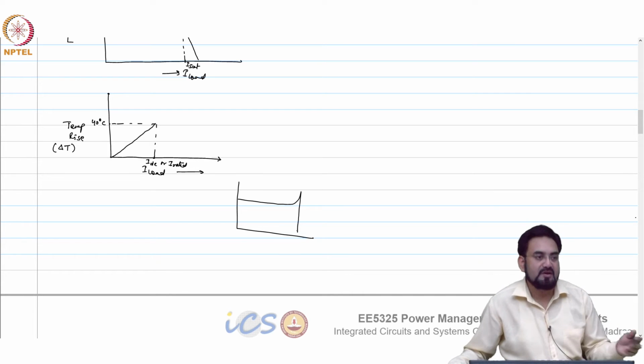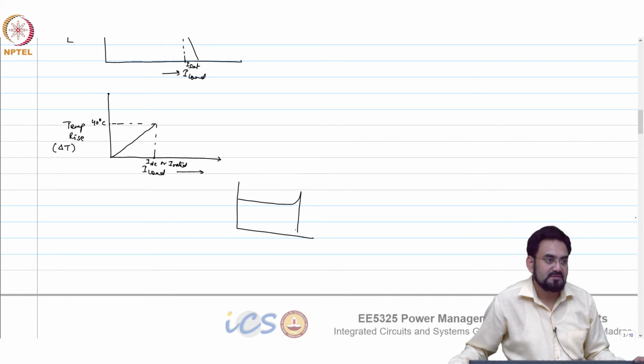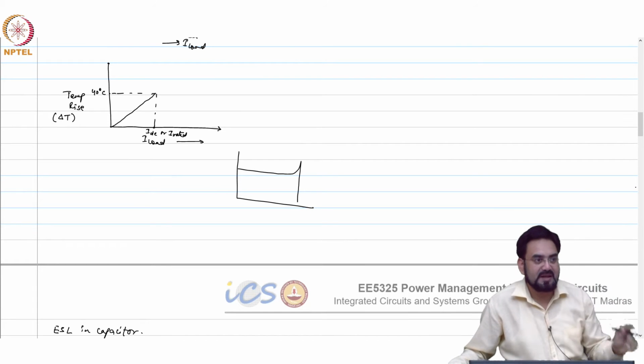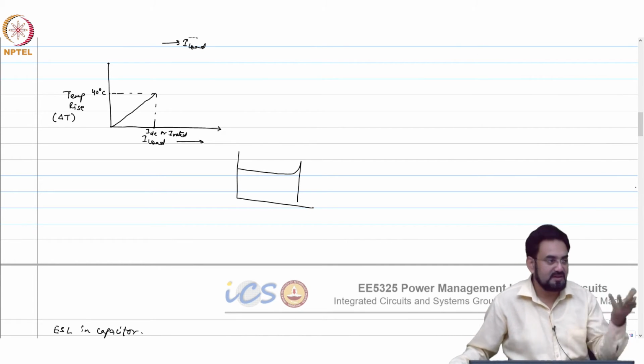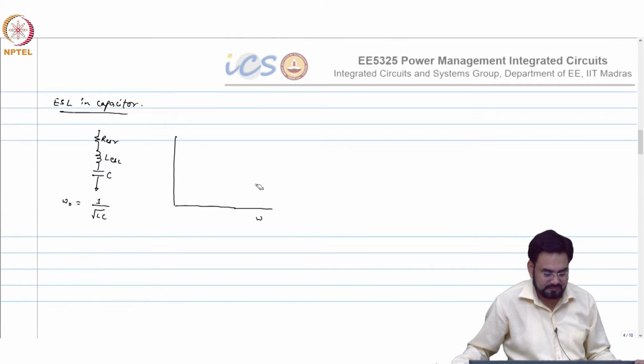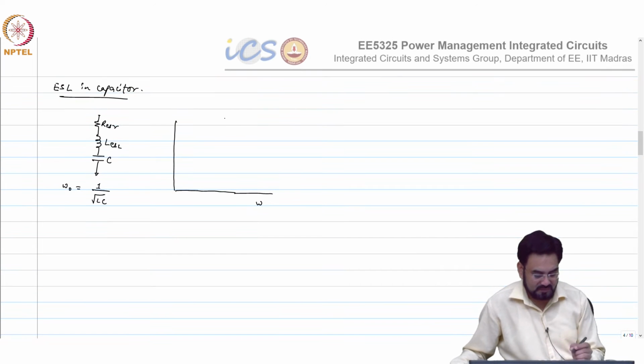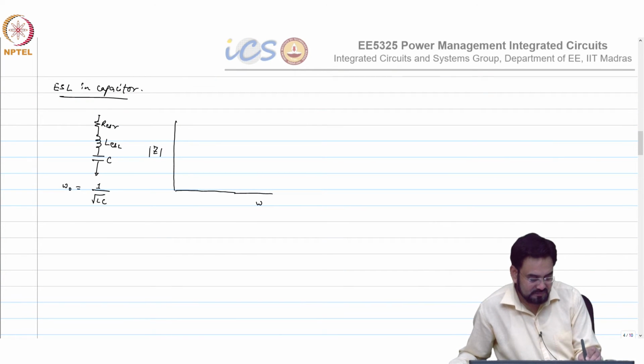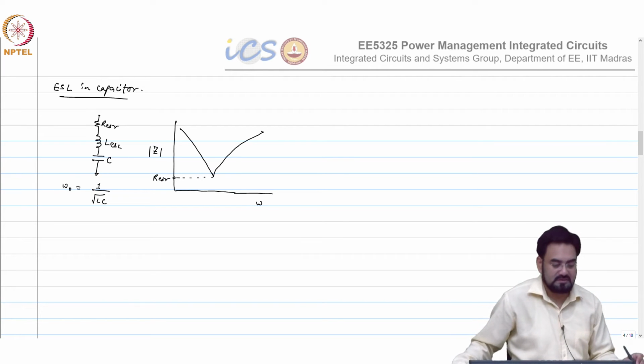Okay, so inductance value will drop very quickly after that, because that capacitor will be in parallel, and at high frequency it will short and you won't get any inductance value. So this is nothing but RESR. Okay.